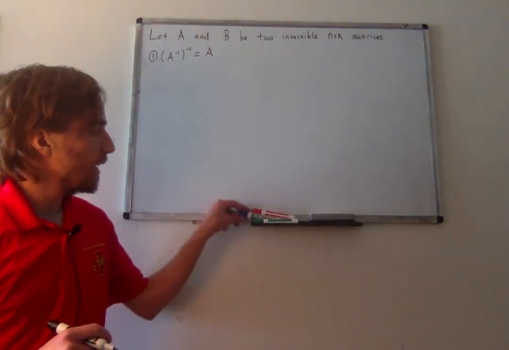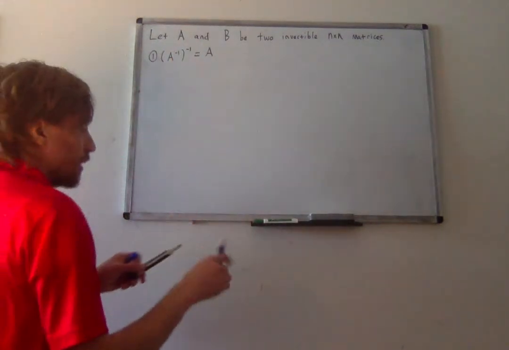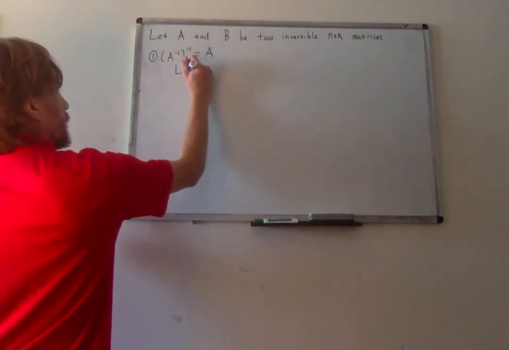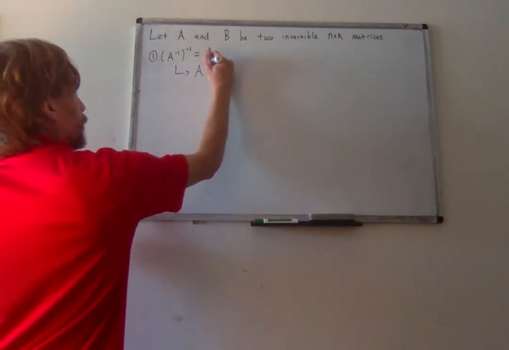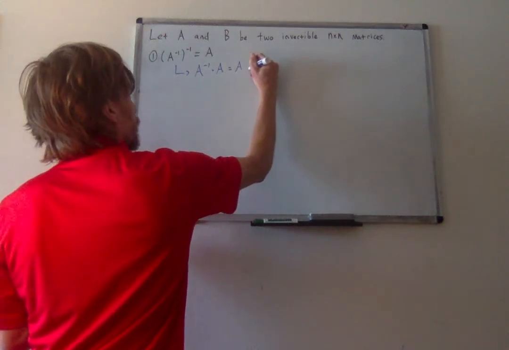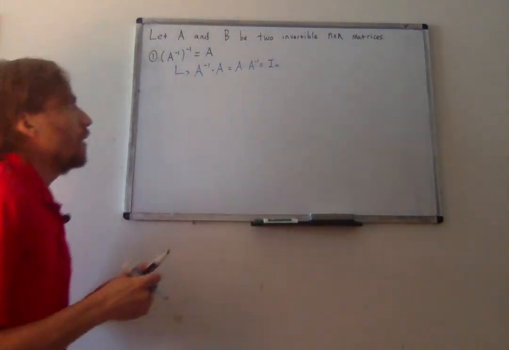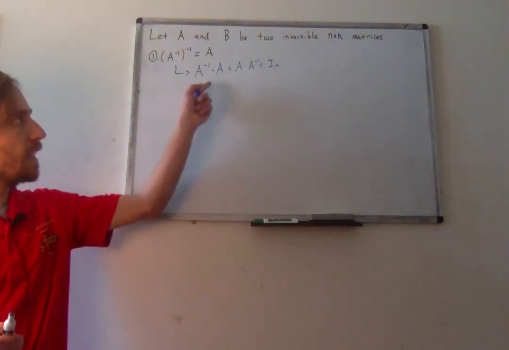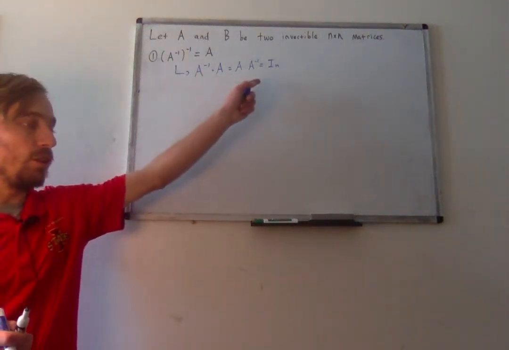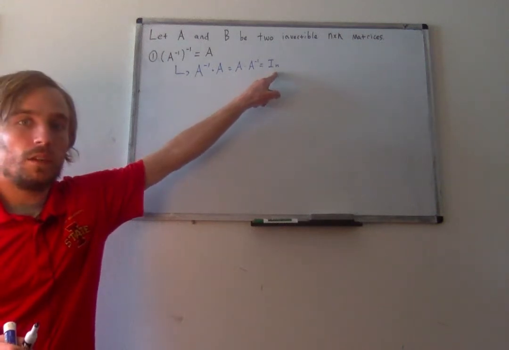A. Why is that? Well, so to observe this fact, all we need to do is think about the definition of what it means to be the inverse of a matrix. So remember, the fact that A and A inverse are inverses of each other means that their product is equal to I sub n.